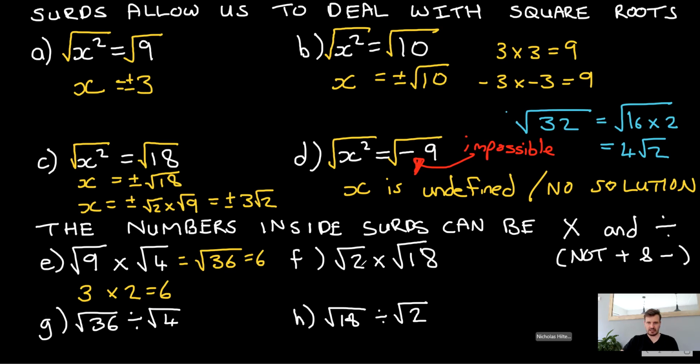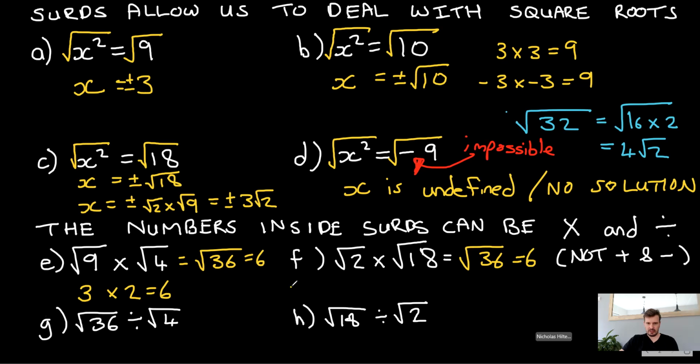So if you were to try and get root 2, you cannot get this, or root 18. These are irrational. But if I get 2 times 18 being 36, well, that's the same answer as I had before, which is 6.